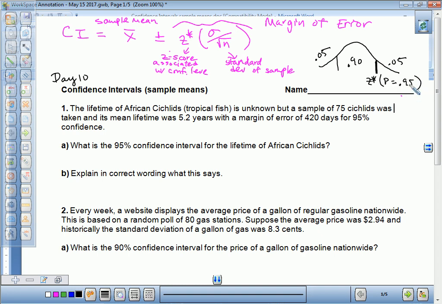Now, what you need is the Z-score. That is not the inside of the chart. That is the outside of the chart. So you're reading the chart backwards. You have the probability. You want to find the Z-score that goes with it. And so it's that Z-star times the standard deviation of the sample, which we find by doing sigma over the square root of n.